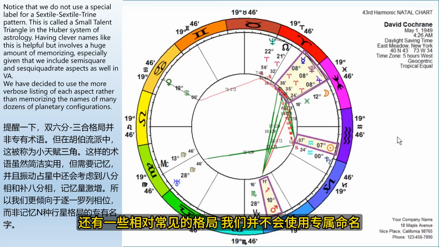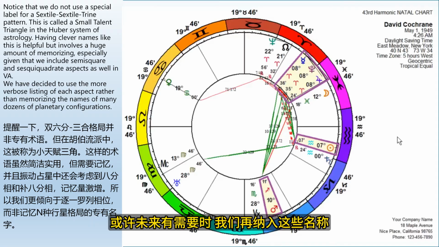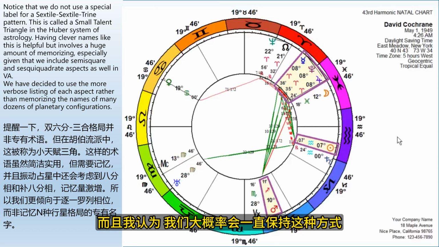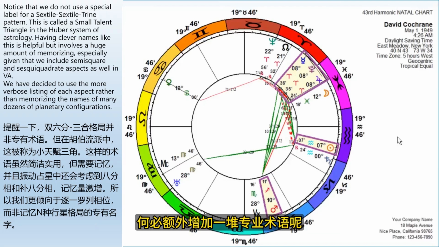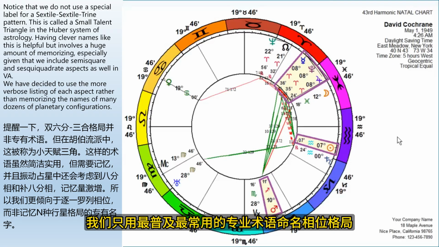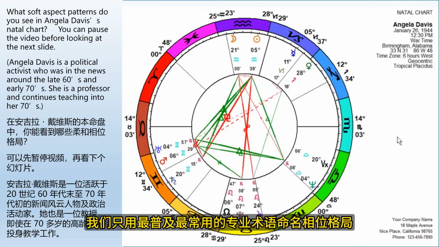But there are other ones that are somewhat common, but we don't use them. Maybe at some future point, if we feel it's important, we can incorporate them, but right now we don't. My feeling is we'll probably just keep it this way. Why add all this terminology? I don't think it's worth it. And I wanted to go over that so that you're aware of it. We're using labels for only the most popular and often labeled aspect patterns.